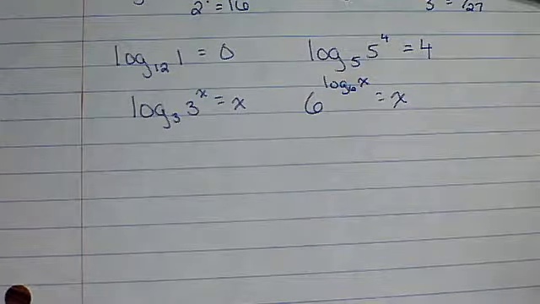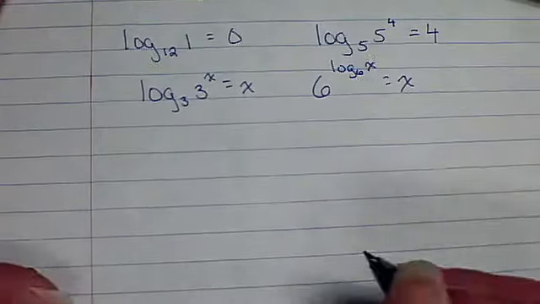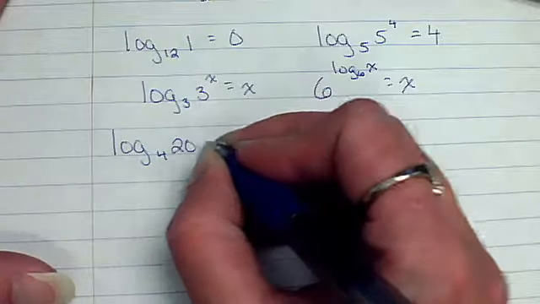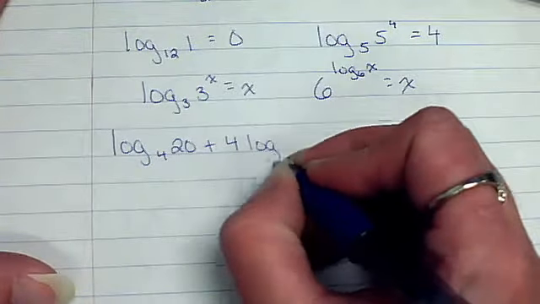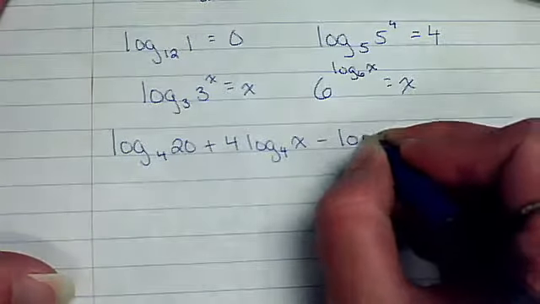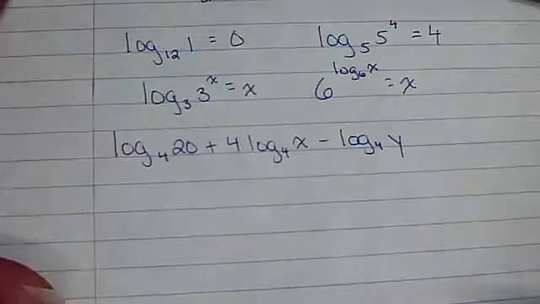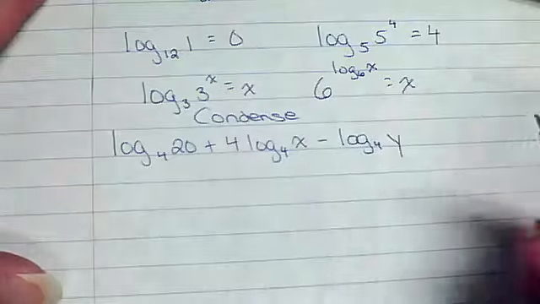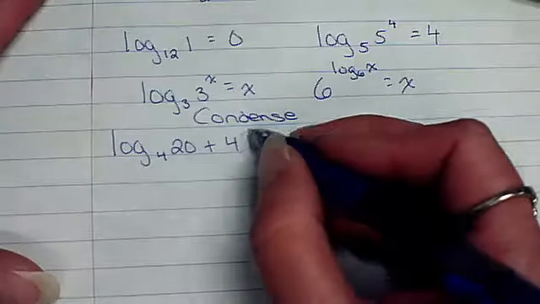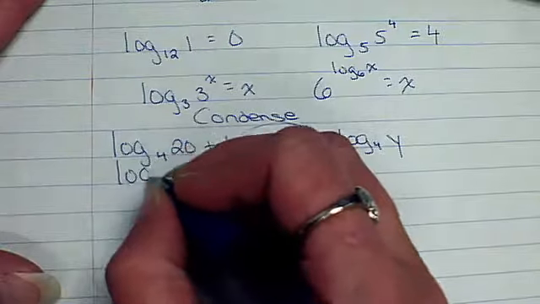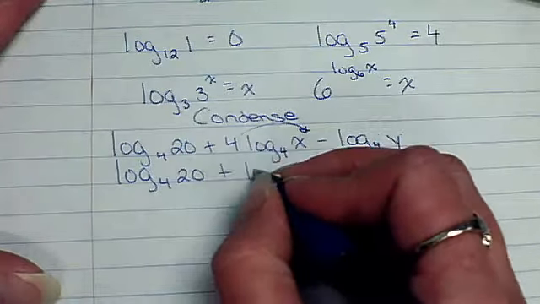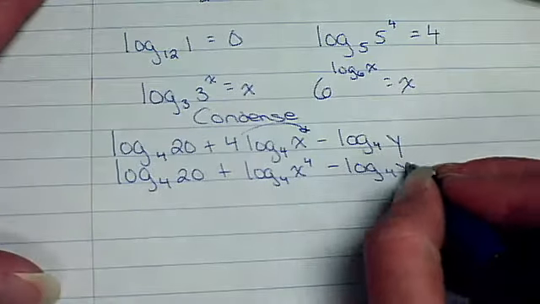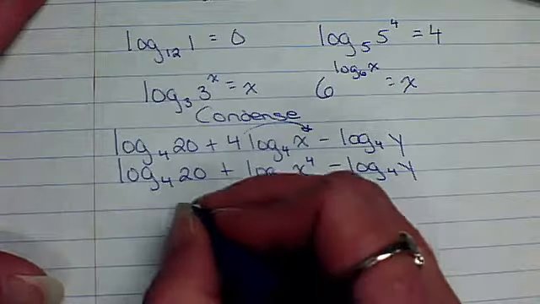Now, our properties of logarithms still work the same way as well. When we are condensing logarithms, one thing important is that they all have to be the same base. But when we're condensing, we want to look for exponents first. So this is condensing. So I want to pull in any exponents first. So that 4 is going to go up there. So I've got log base 4 of 20 plus log base 4 of x to the 4th minus log base 4 of y. So these are going to multiply.